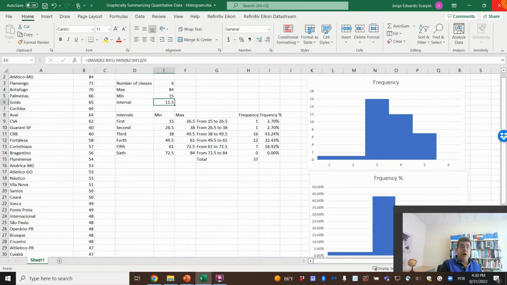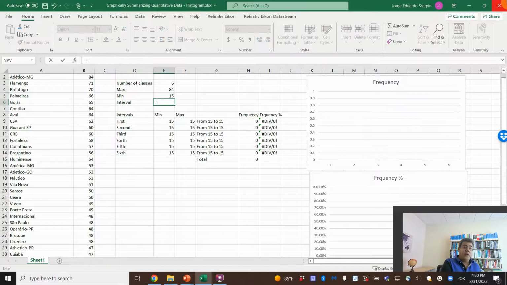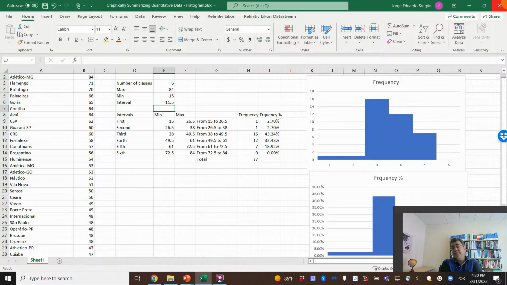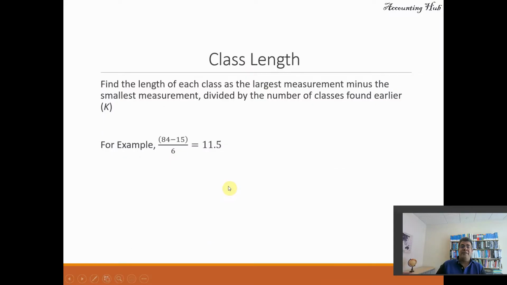And the interval, how do we find it? It equals the max minus the minimum, divided by the number of classes, 6. So it is 11.5. Good, we did the second one.